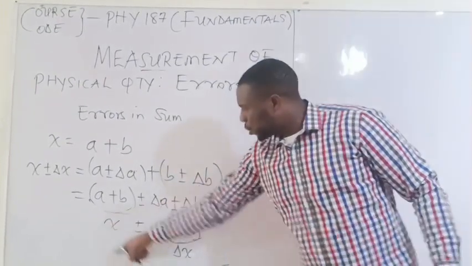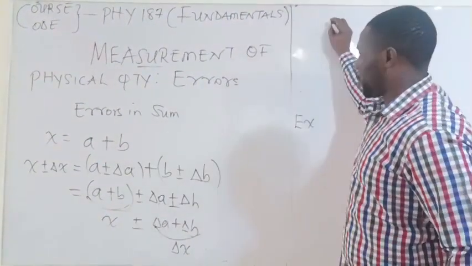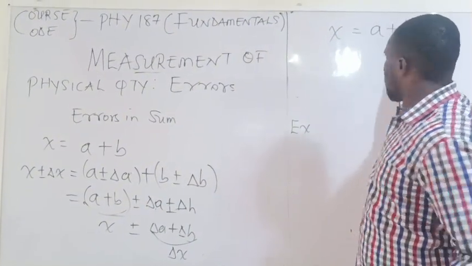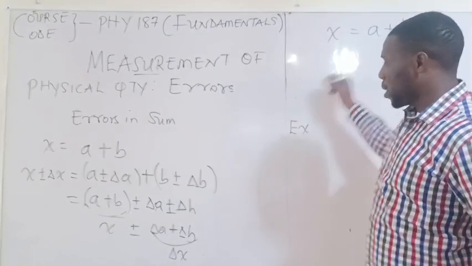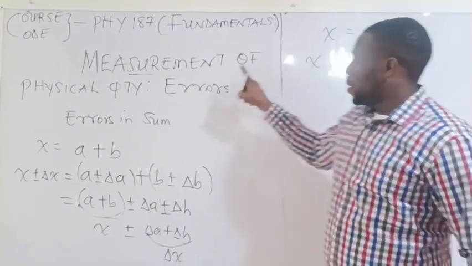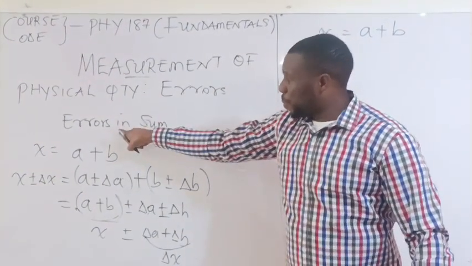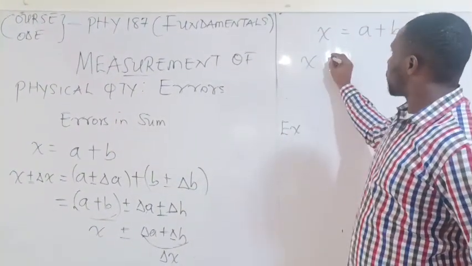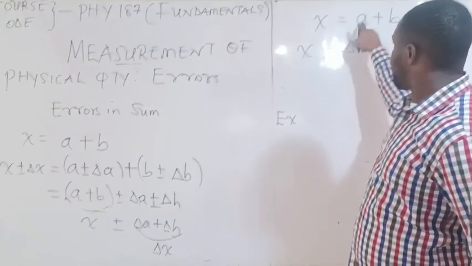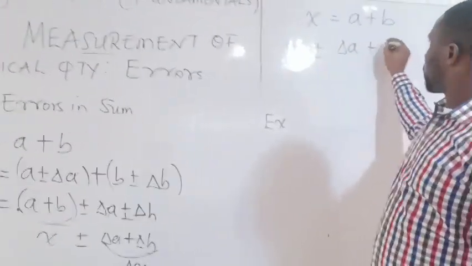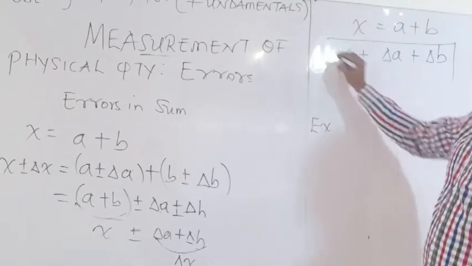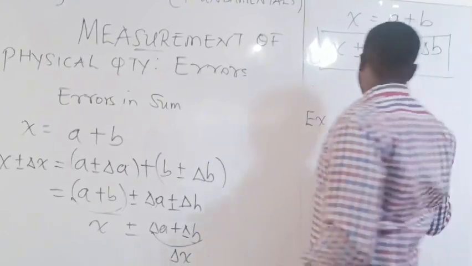Now I need to reproduce errors in sum up here. So x is the sum of two measured values, and if I'm to give the sum of the measured values, this would be x plus or minus the absolute error in the first value plus the absolute error in the second value. Now I need to box this for reference purposes. So it's a quick one now.